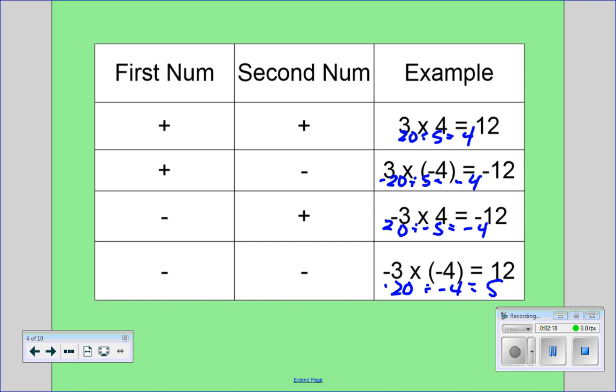Alright, so then we're just going to do some practice. You have some examples in your notebook. Okay, so has everybody got your rules written down? We got your rules? Okay. Alright, I'll wait a few more seconds. Okay, you ready?